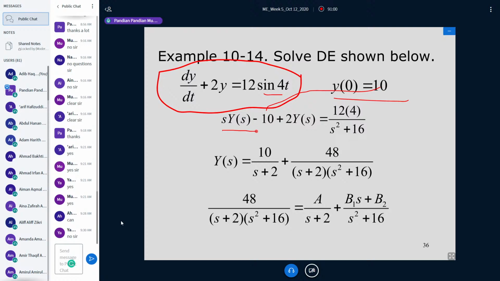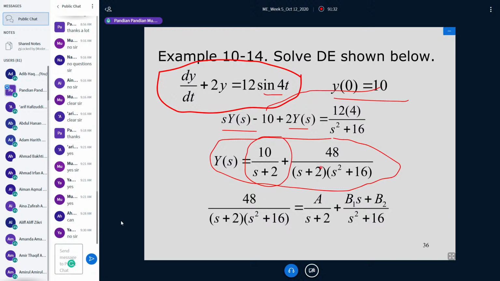This one you factorize. 2s plus 2, so minus 10 becomes 10. See how fast they move, very fast. They skip all the steps. So Y(s) is 10 over s plus 2, 48 over (s plus 2)(s squared plus 16). This one no problem: 10 over s plus 2. You already have the answer. Inverse Laplace of 1 over s minus a is e^(at), so my a is minus 2.